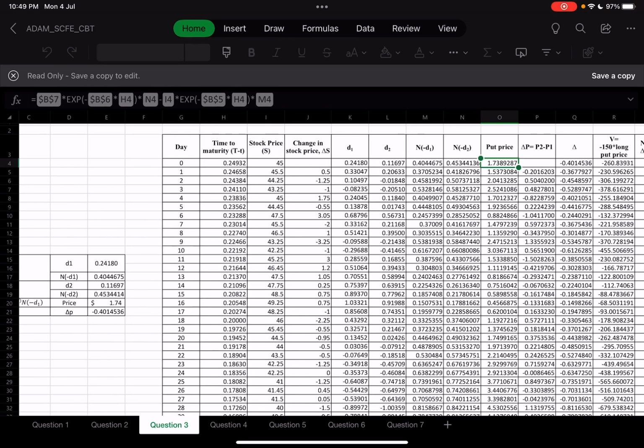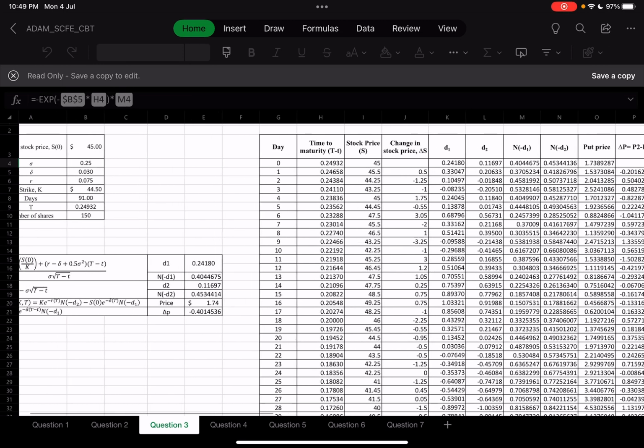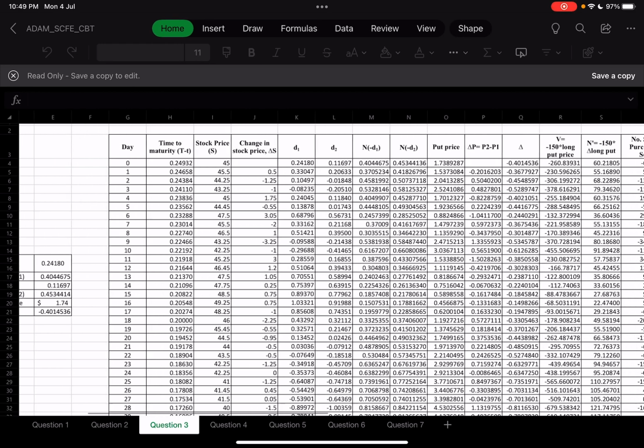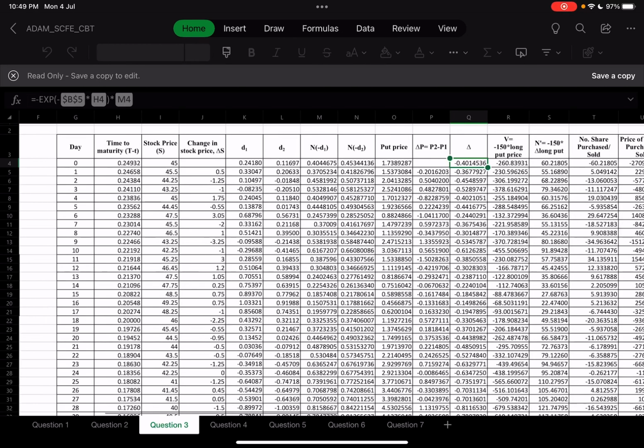Next, we need to get the delta P. In order to get delta P, we subtract the previous value of the put price from the current value. And to get the delta, the formula is given here in the left-hand table. We will also insert the values required to compute the delta in the formula to get the value for delta. And next, we need to compute for V.